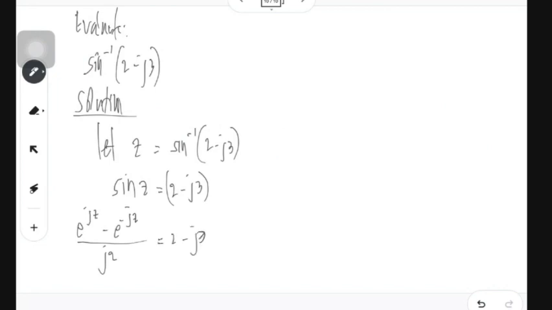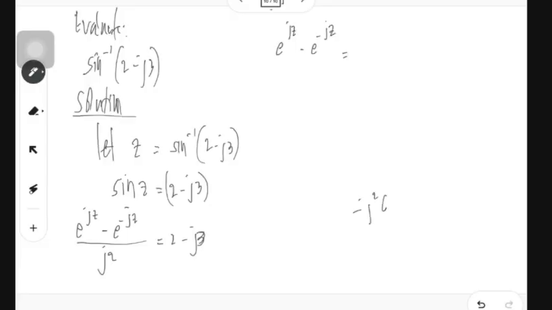It becomes simple. No? Then, if we're going to cross multiply, you have here e to the positive minus e to the negative, distribute. J2 times J3 is negative J6. Ito to. J2 times negative J3 is negative J squared 6. But take note that J squared is negative 1, preceded by negative sign, positive 6 ang lalabas. Then J2 times 2, we have here J4.